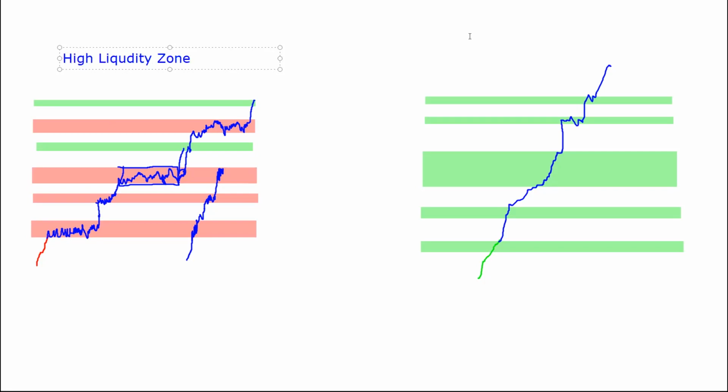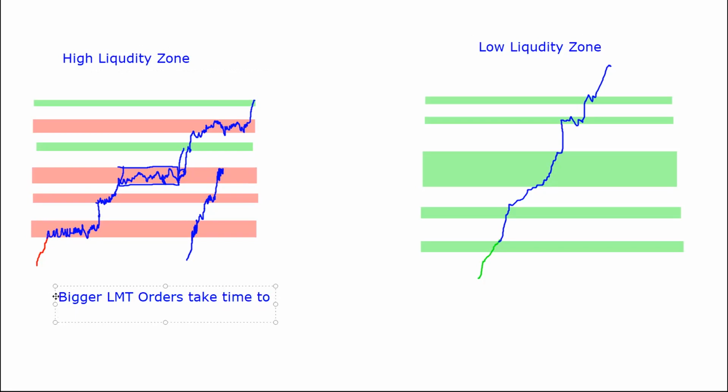Whereas here it's purely a low liquidity zone. When I say high liquidity zone, I mean bigger limit orders. Bigger limit orders take time to fill.